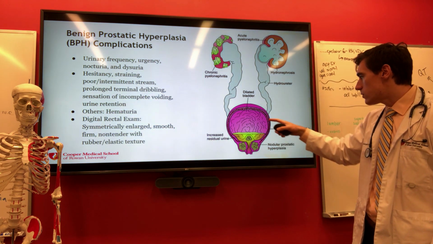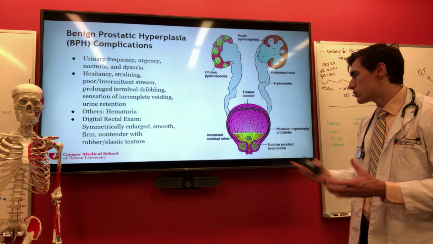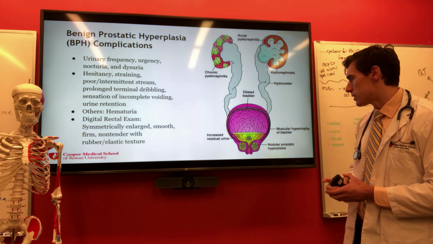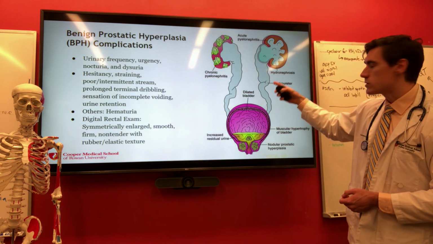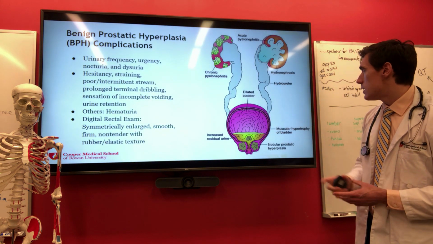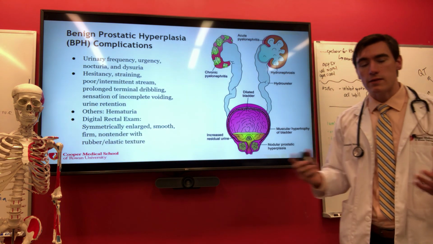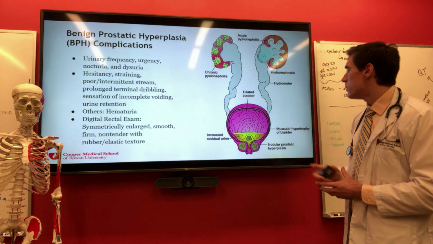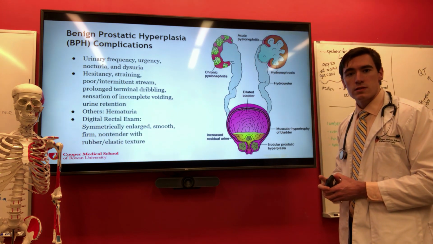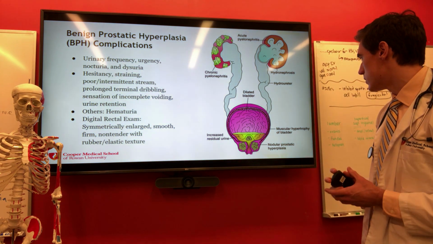So if you have increased pressure within the bladder due to poor drainage or poor urination through the prostatic urethra, this can result in more reflux and more backwards pressure into the ureters. This pressure will ultimately be seen by the kidneys and can result in dilation and obliteration of the renal pelvis. And then this is what we call hydronephrosis, which is a bad complication of BPH when it's untreated.